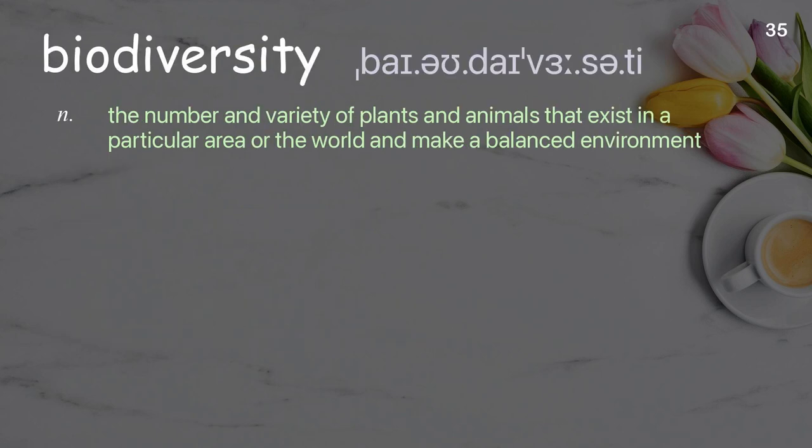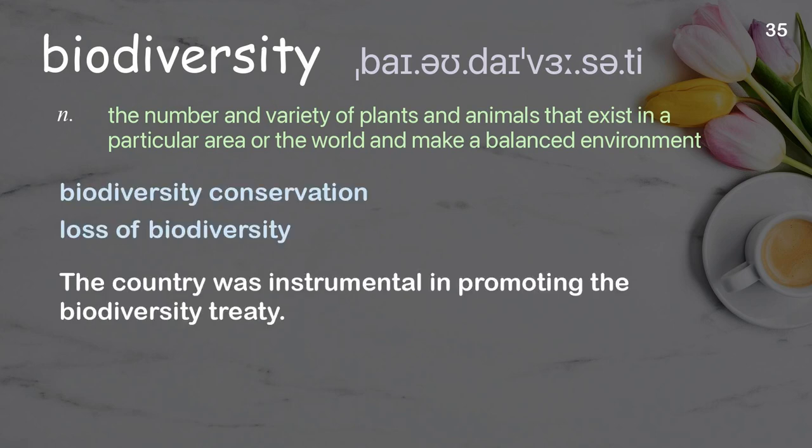Biodiversity. The number and variety of plants and animals that exist in a particular area or the world and make a balanced environment. Examples: biodiversity conservation. Loss of biodiversity. The country was instrumental in promoting the biodiversity treaty.